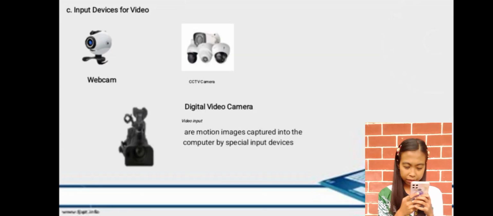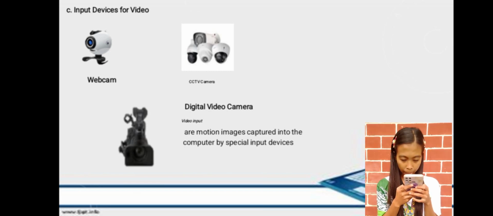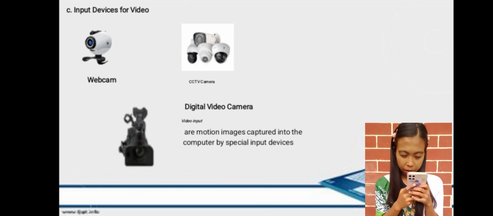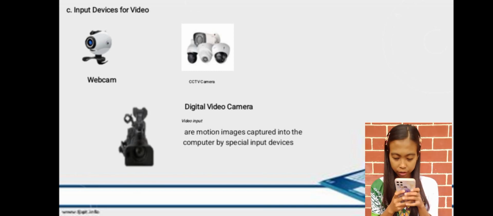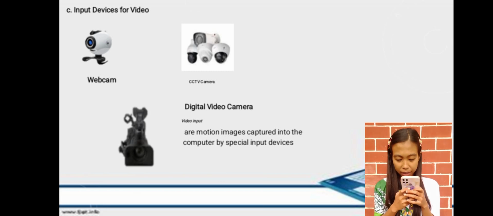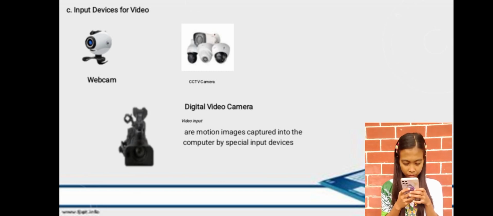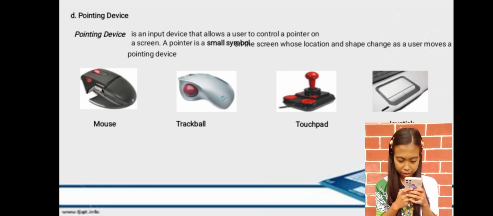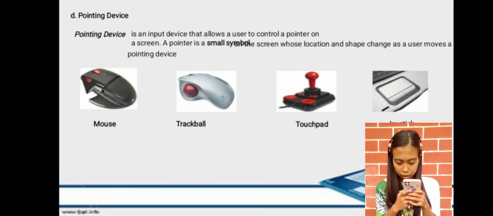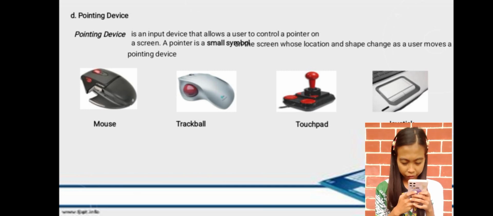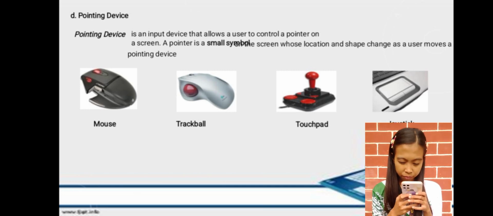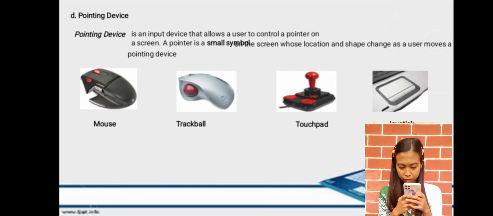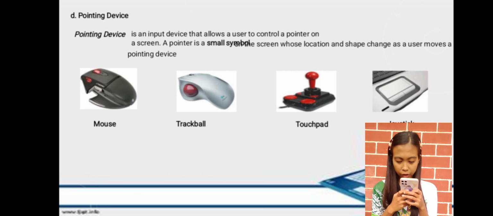Next, input devices for video. Video input are motion images captured into the computer by special input devices. Pointing device. A pointing device is an input device that allows a user to control a pointer on a screen. A pointer is a small symbol on the screen whose location and shape changes as a user moves a pointing device.